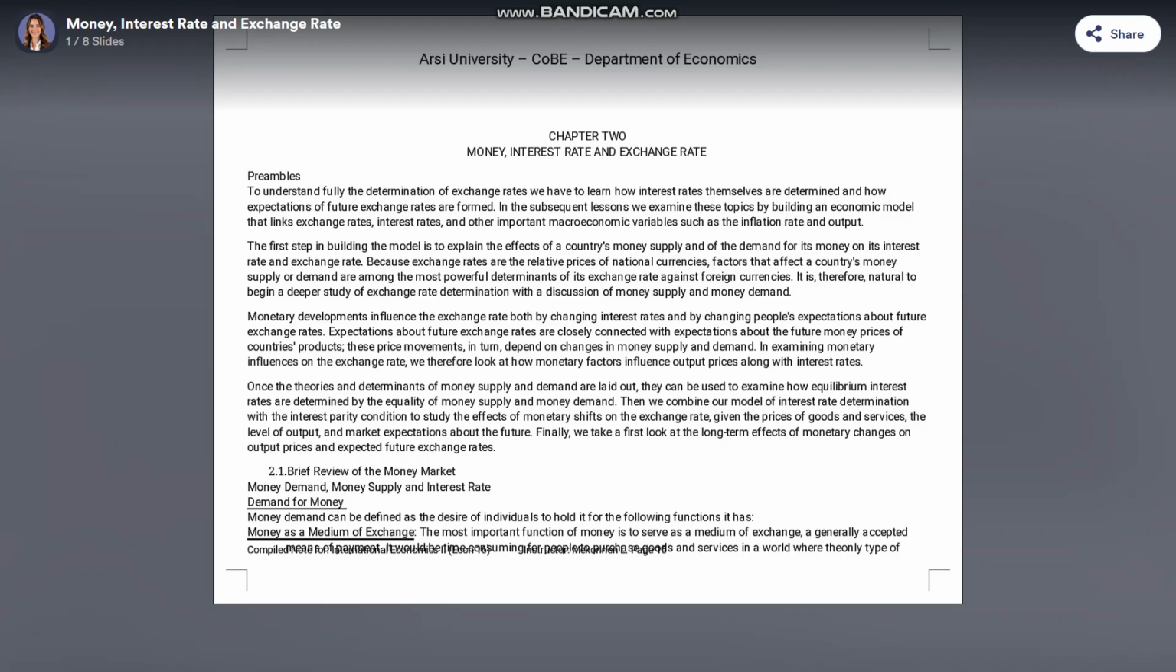So, let's start by looking at the basics of money supply and demand and how they shape interest rates and exchange rates.